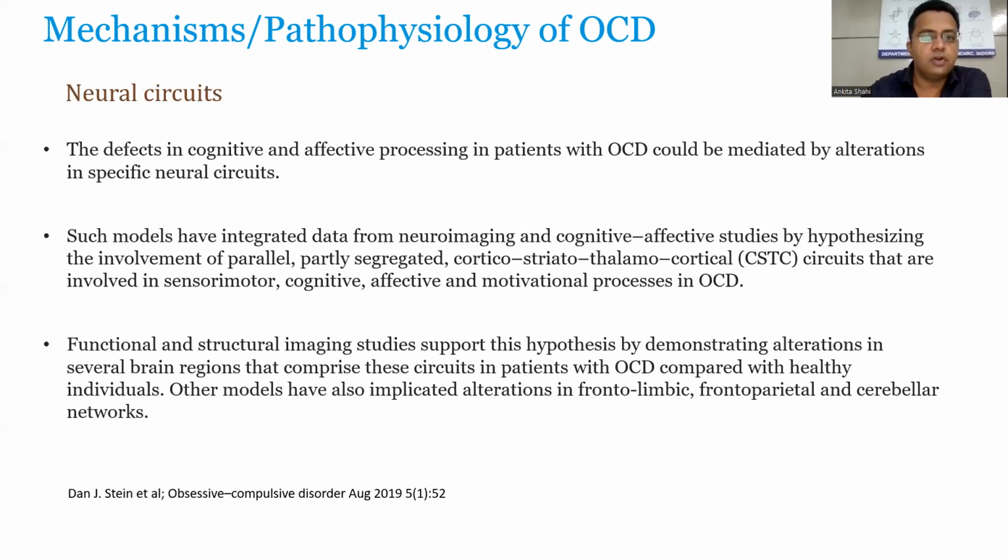Now, mechanism and pathophysiology of OCD, the neural circuits involved. The defect in cognitive and affective processing in patients with OCD could be mediated by alterations in specific neural circuits. Such models have integrated data from neuroimaging and cognitive affective studies by hypothesizing the involvement of parallel, partly segregated cortico-striato-thalamocortical circuits, that is CSTC, that are involved in sensory motor, cognitive, affective, and motivational processes in OCD.